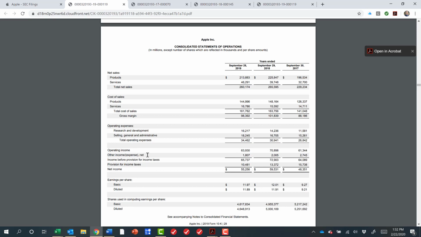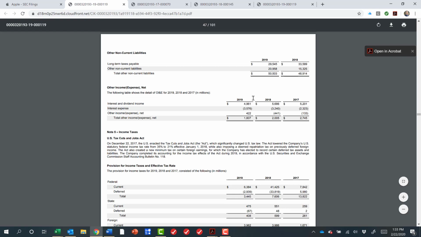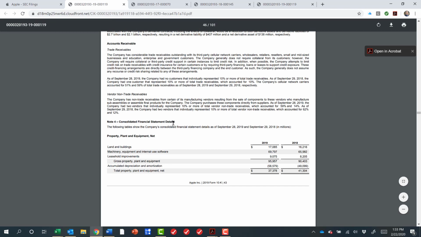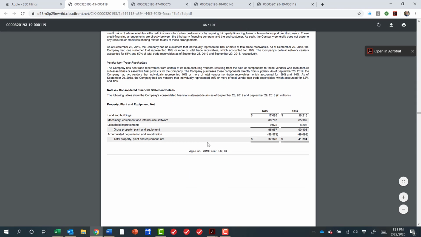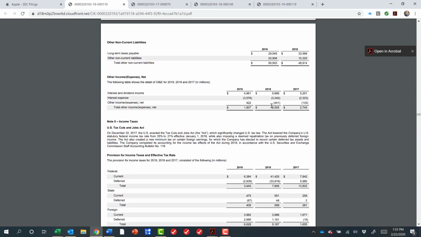And so the second most important thing in a 10K, besides the financial statements, is the notes to those statements. But before I look for the note to that line item, let's note the numbers here: 1807, 2005, and 2745. Then, if we search the notes to the financial statements, we'll find a note number 4 that talks about consolidated financial statement details. And this just takes a bit of flipping through the pages here to find those numbers that we were interested in. They were 1807, 2005, and 2745.